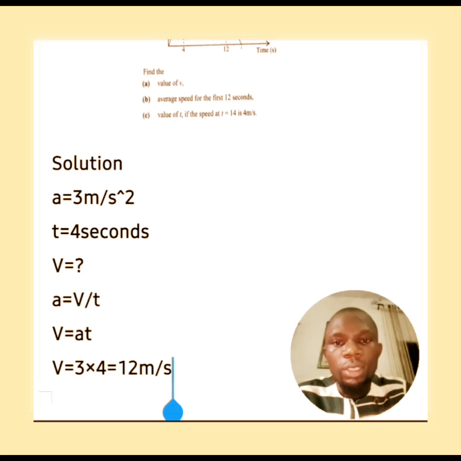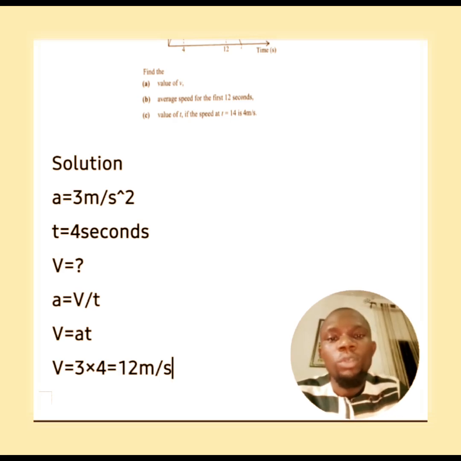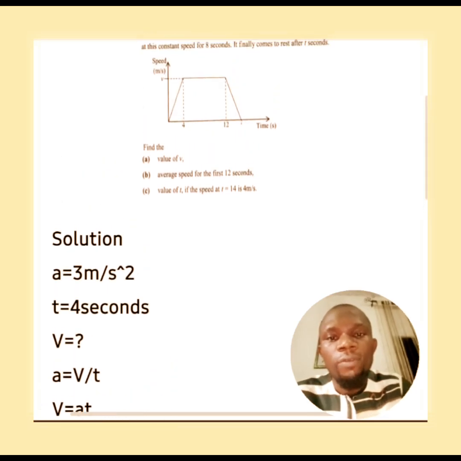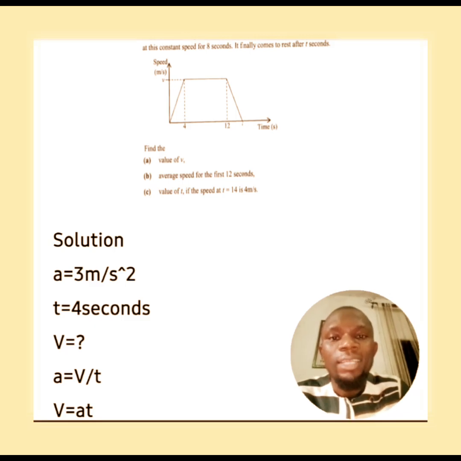The next thing they say is find the average speed for the first 12 seconds. That means the first journey and the second journey. That is what we're being asked. If you look at the diagram, the shape of the first journey is a triangle, so I'll look for the area of the triangle. The shape of the second journey is a rectangle, so I'll also look for the area of the rectangle.